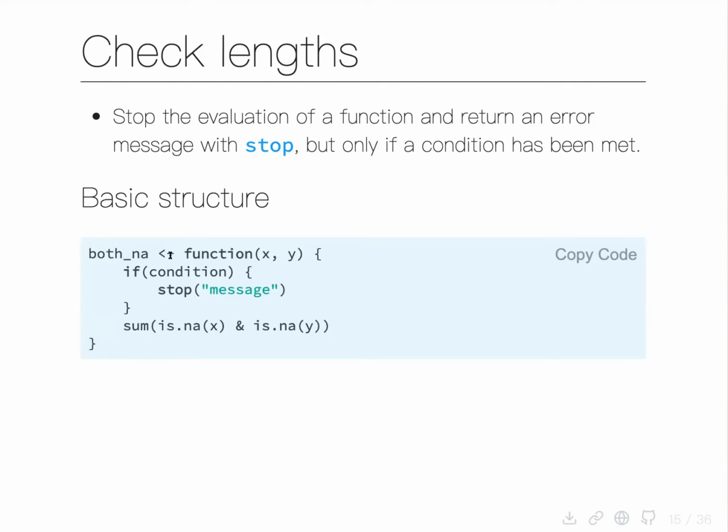So we have bothNA, we have a function of x and y, and we're going to say if condition stop, and then whatever the message is, and then we're just going to go on from there. So this is an example where we have an if, but we don't have an else. That's because we're going to test this condition, but then it's just going to move on after that. Okay, so if this condition is false, it's just going to skip over this whole thing and continue on with this. And stop will actually stop the evaluation of the function, so it won't continue on to do this stuff anyway if this condition is met.